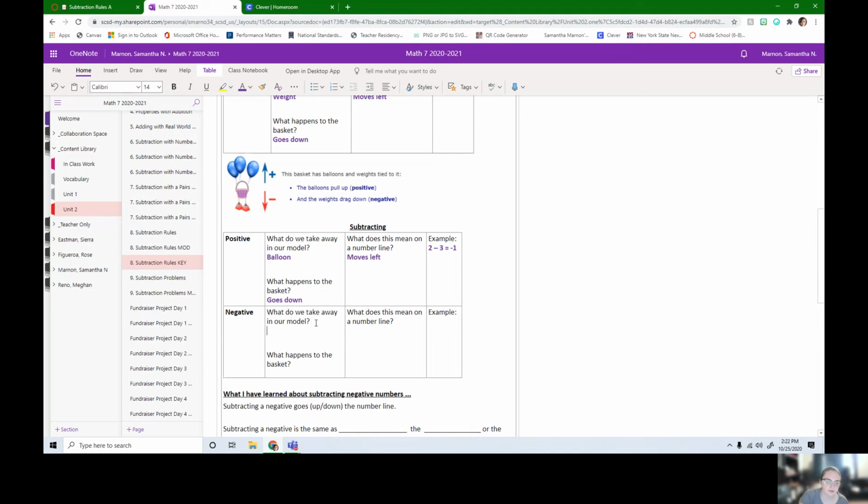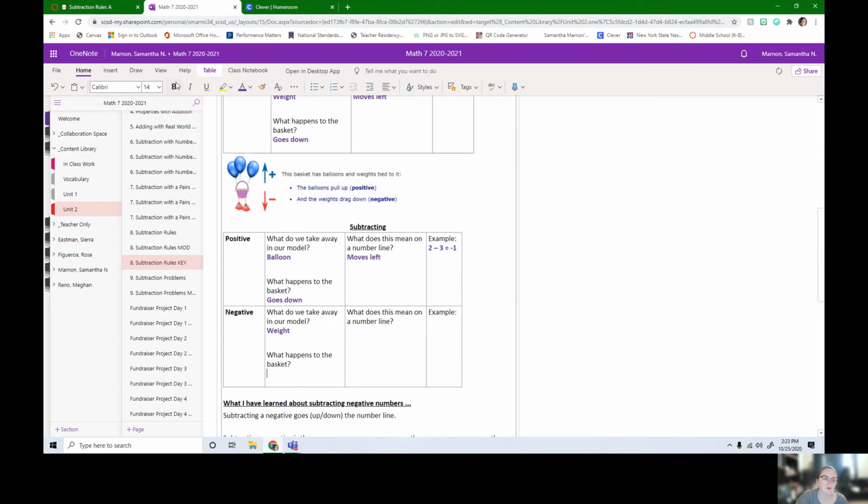Okay, so if you're going to subtract a negative, in our model, we're taking away the weight because the weight represents the negative. So we're going to take away a weight. And what happened to the basket when you take away a weight? The weight's been holding it down. When you take away the weight, it's going to go up. And what does this mean on the number line? When you move up, it moves right.